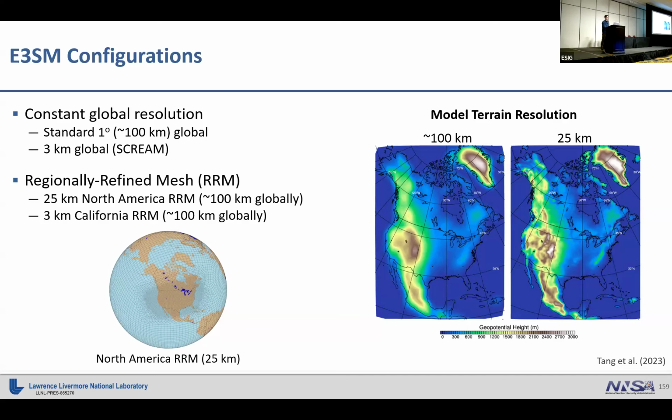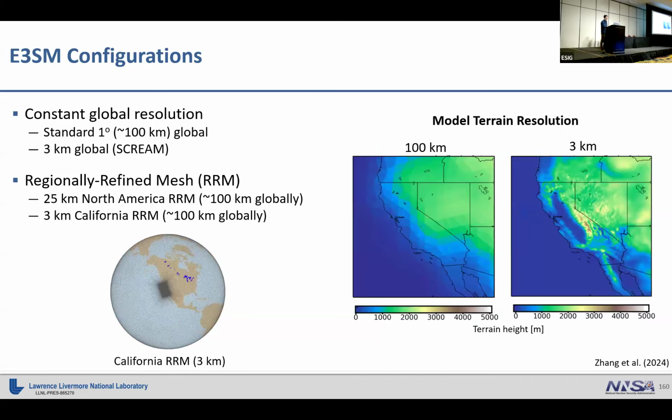So it has the 100-kilometer global model, and then it's refined, as you can see in the globe on the bottom left, over the continental United States and the surrounding area. So that improves both the representation of the terrain, as you can see on the right, as well as the associated meteorological variables.